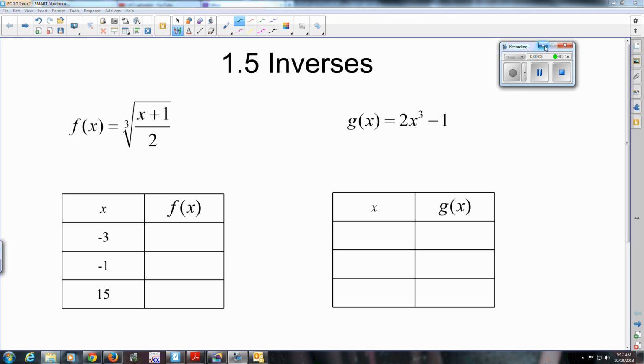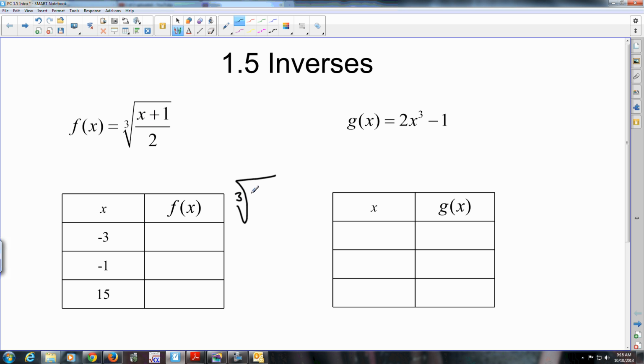Alright guys, this is for pre-calc section 1.5. It's about showing you guys about inverses. Start out by taking this equation, and I'm going to evaluate it at -3. So you got the cube root of (-3 plus 1) over 2. So then you got the cube root of -2 over 2. So that's the cube root of -1, which is -1.